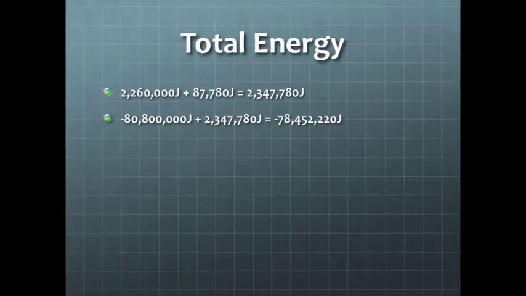But then we want to subtract that specific number from the total energy that we got before, which was negative 80,800,000 joules, and in the end that gives us negative 78,452,220 joules. Now we're not done yet.